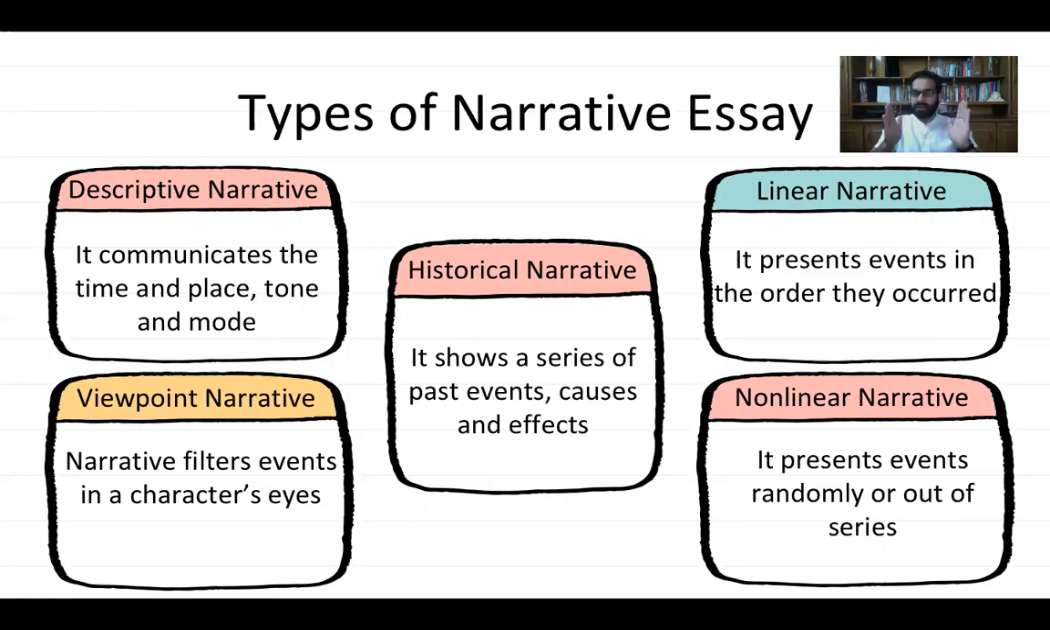Then you have historical narrative as well. It shows a series of past events, causes and effects. And then linear narrative, it presents event in the order they occurred. Can be any order, can be a spatial order, can be an order of importance, can be ascending or descending order, depending upon that. And then non-linear narrative, it presents events randomly or out of series, but that is also with purpose.